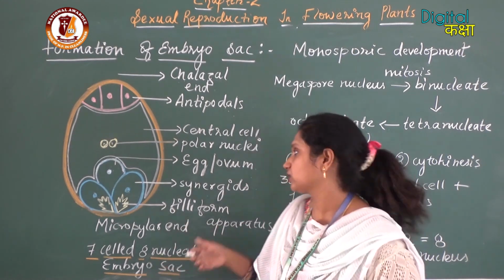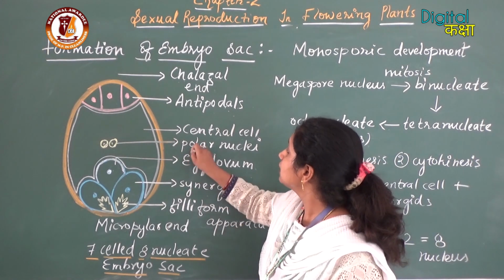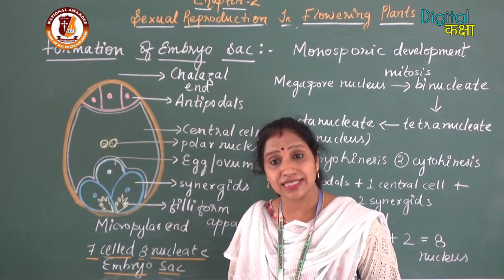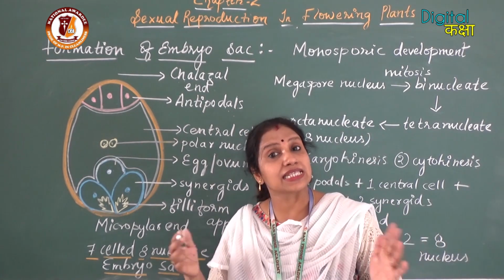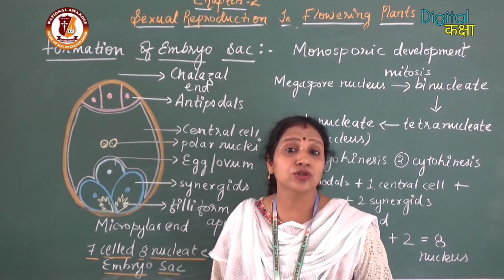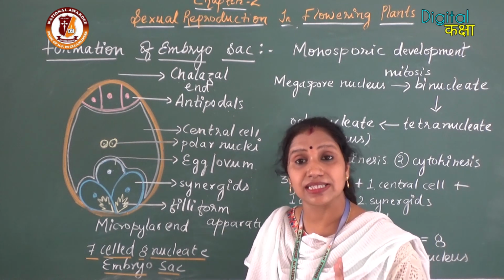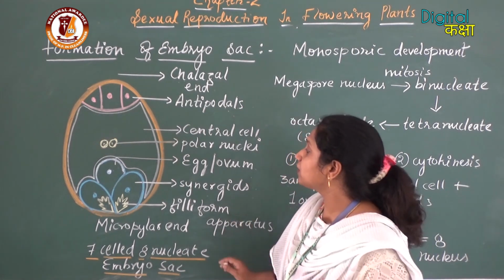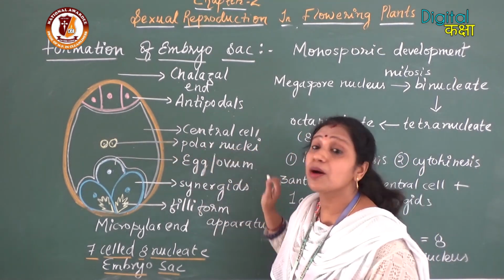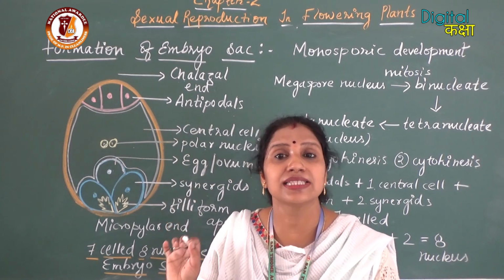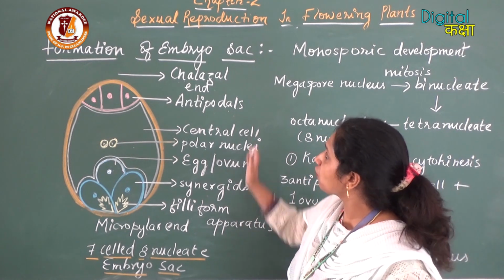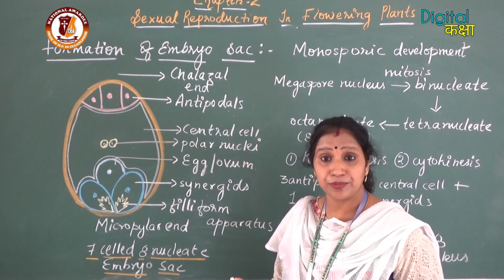to form the zygote. Okay? And here these 2 polar nuclei which are present in the central cell fuse with the second male gamete present in the pollen tube. As you know, 2 male gametes are there inside the pollen tube. So the first will fuse with the egg or the ovum, and the second will fuse with the polar nuclei present in the central cell. So I think you must have understood the functions of all the cells of the embryo sac.